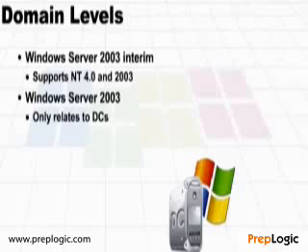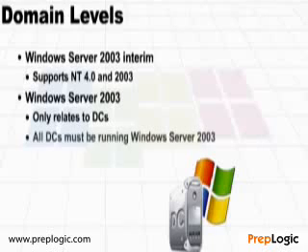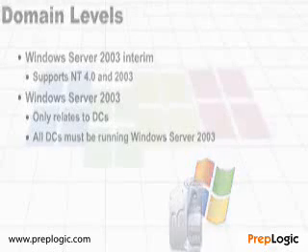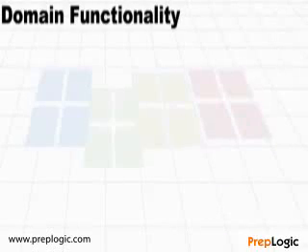Your client computers, your member servers, I don't care what they're running. They can be DOS or Windows 3 for all I care. But your domain controllers, if you plan to be at the functional level of Windows Server 2003, all of your domain controllers must be running Windows Server 2003. So what do we get? Why do we care about our domain functionality?